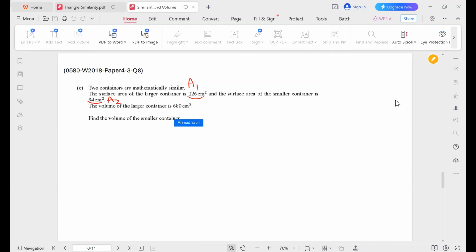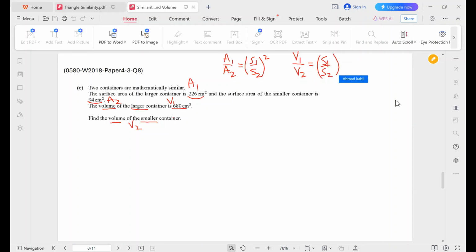And then the volume of the larger container. So this would be V1 here. And we are required to find the volume of the smaller container. So that would be V2. Now let's write down the two equations. We have A1 over A2 equals S1 over S2 squared. We have V1 over V2 equals S1 over S2 to the power of 3.